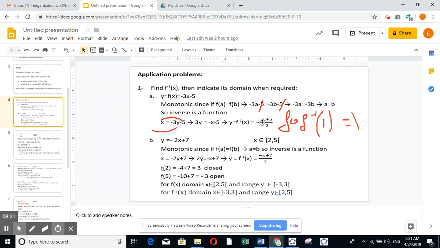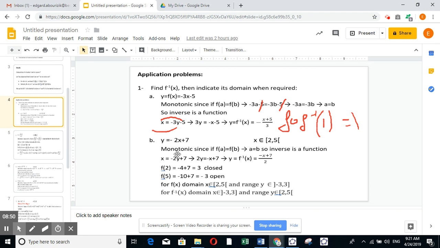If you do f inverse of 1, 5 plus 1 is 6, 6 over 3 is 2, so you have f of minus 2. And if you go and put here f of minus 2, 6 minus 5 is 1. Because you go from f inverse of 1 to minus 2, then we return back from minus 2 to 1. So always f of f inverse of x is x, and f inverse of f of y is y.